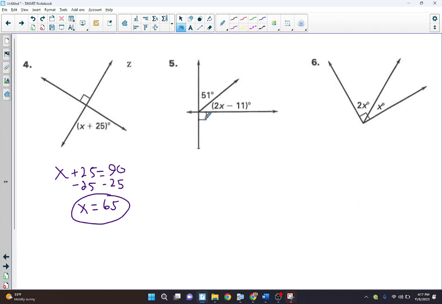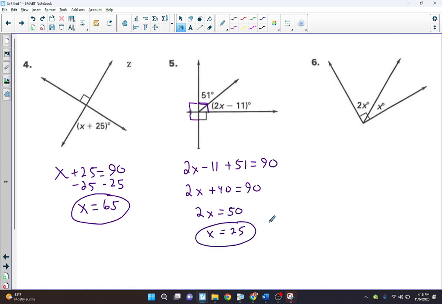Since this angle's 90, this angle must also be 90. All 4 angles technically have to be 90. Okay. So because this one is 90, and these two pieces of small angle add up to the big angle, it's 2x minus 11 plus 51 equals 90. So 2x equals 50. X equals 25.